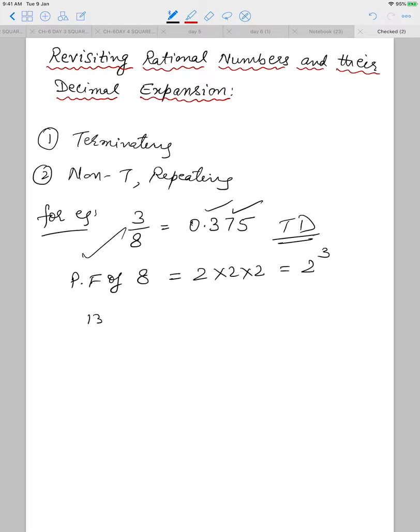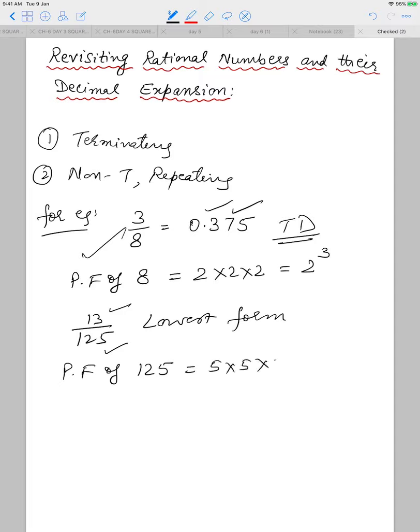The second was 13 by 125. Again, 13 by 125 is in the lowest form. How do you check that they do not have any common factor? 13 and 125 do not have any common factor because 13 is a prime number, and the prime factorization of 125 doesn't contain 13. So we say they are in the lowest form. Now if I look at the prime factorization of the denominator, which is 125, I will write it as 5 into 5 into 5, and that gives me 5 cube. That means the prime factorization of the denominator contains only powers of 5.